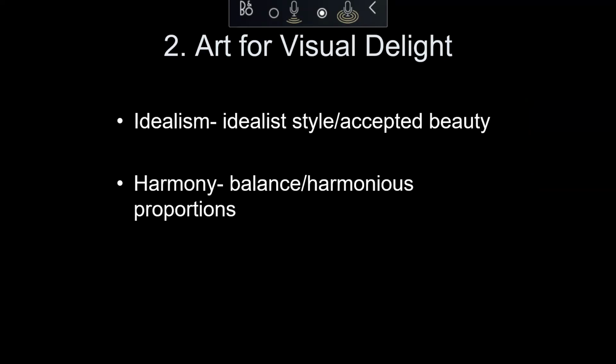Now, art for visual delight. Art for visual delight, there's a kind of idealism. And so we're basically talking about the idealist style. So something that we're used to. We've accepted it as beauty.